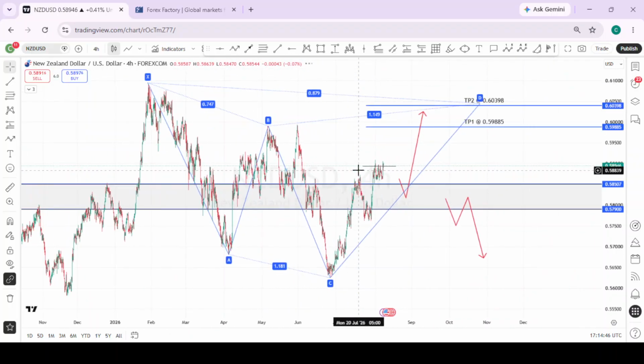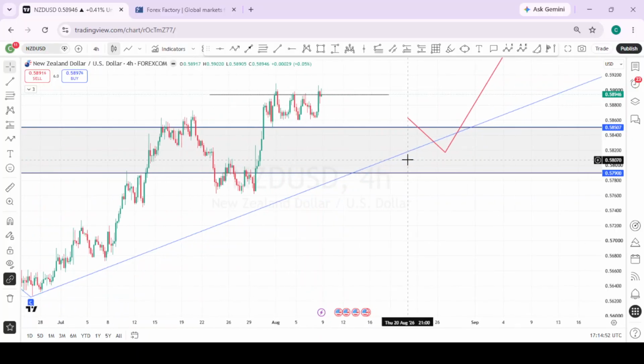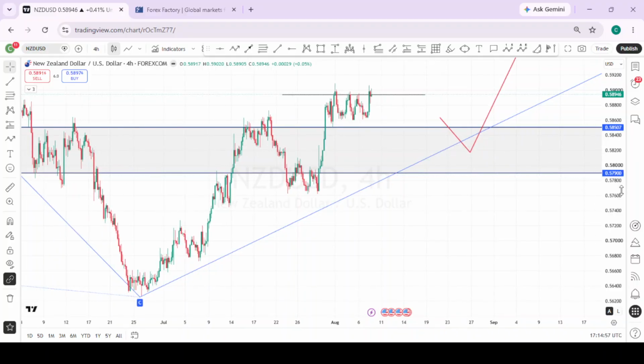This is NZD USD. NZD USD is also forming a potential harmonic pattern, which is either a Cypher or Shark pattern. And last week we anticipated that price was going to pull back into this area of interest to give us buying opportunities. Price never pulled back into the area of interest.